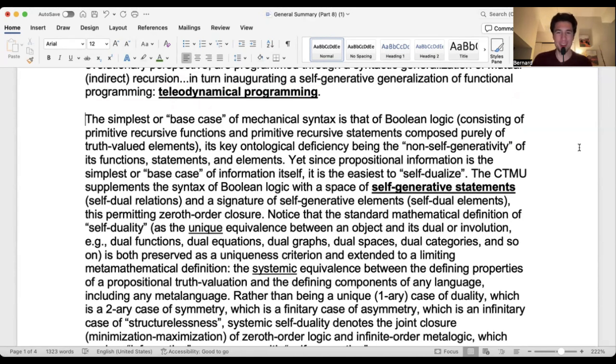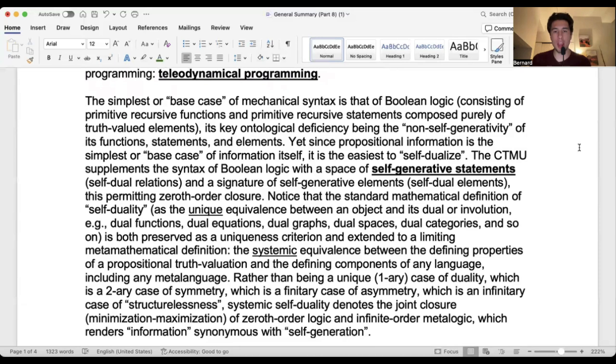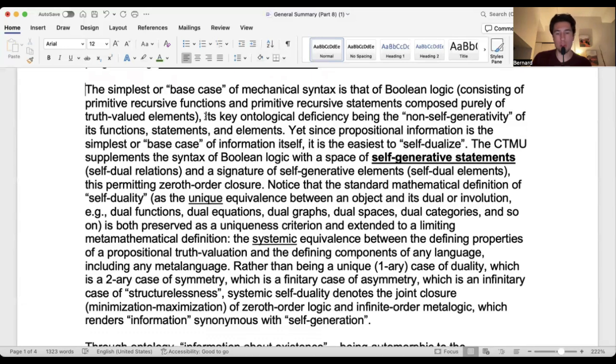All right. So Boolean logic consists of the primitive recursive functions and primitive recursive statements composed purely of truth-valued elements, right? And, or, and not are these primitive recursive functions. You can state them differently: projection function, constant function, and successor function. And they produce primitive recursive statements, which we could call propositions in the sense of propositional logic. Boolean logic and propositional logic are basically the same thing. Propositional logic has two more connectives, implication and biconditionality, but anyway, it can be reduced to Boolean logic.